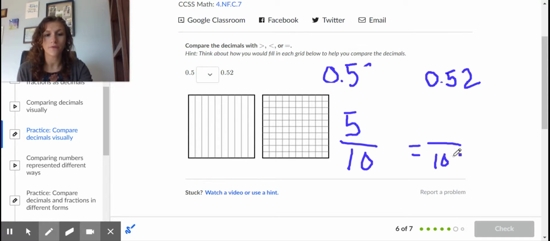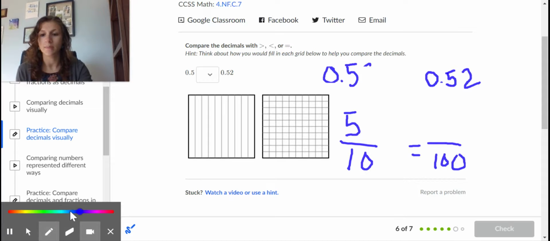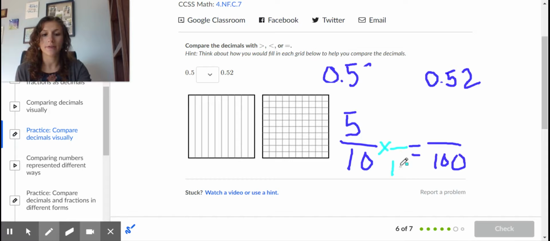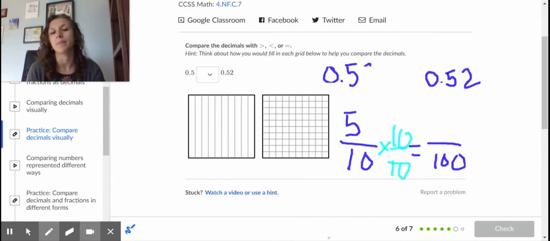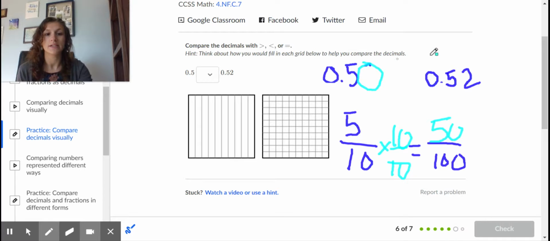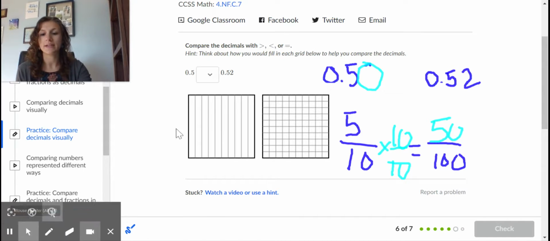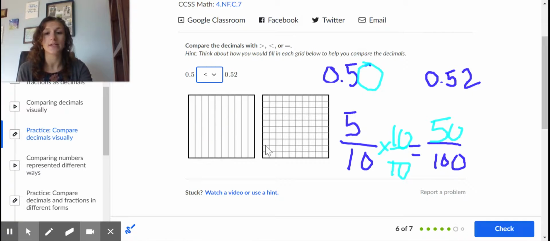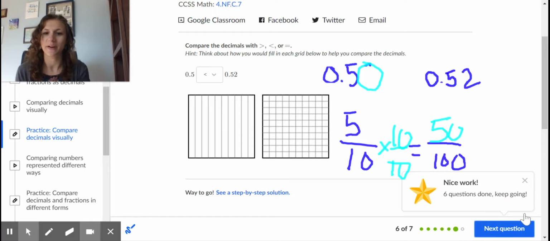How do I go from 10 to 100? Well, I multiply by 10 because I count by 10 times. Whatever I do to the bottom, I have to do to the top, so that way I make sure that I'm multiplying by a version of 1. And the identity property tells me that I can multiply by a version of 1, and the value does not change. 5 times 10 gives me that 50. So now I'm comparing 50 hundredths versus 52 hundredths, and we can see that that 52 hundredths is greater because 52 is greater than 50. And we got that one right as well.